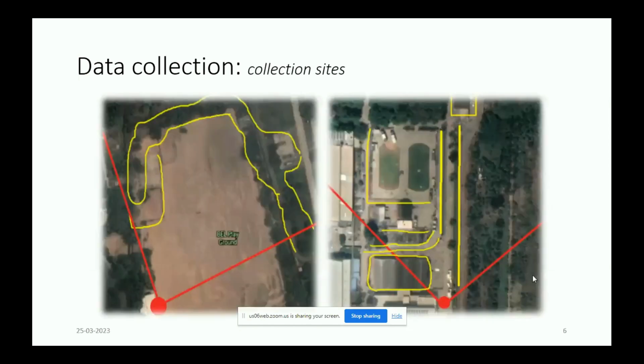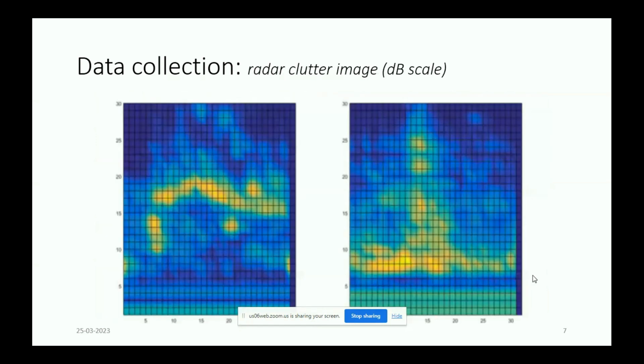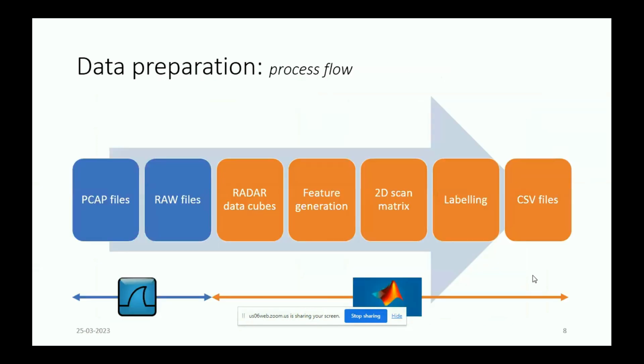This is the Google Map view of the two sites where we have collected our data. The red dot represents the radar location, and the red lines represent the boundary within which our sector scan was happening, and the yellow lines represent the clutter boundary. This same image in the radar will look like this, where you can see on the clutter boundary the strong reflection of power is visible. This is the radar clutter image on the dB scale.